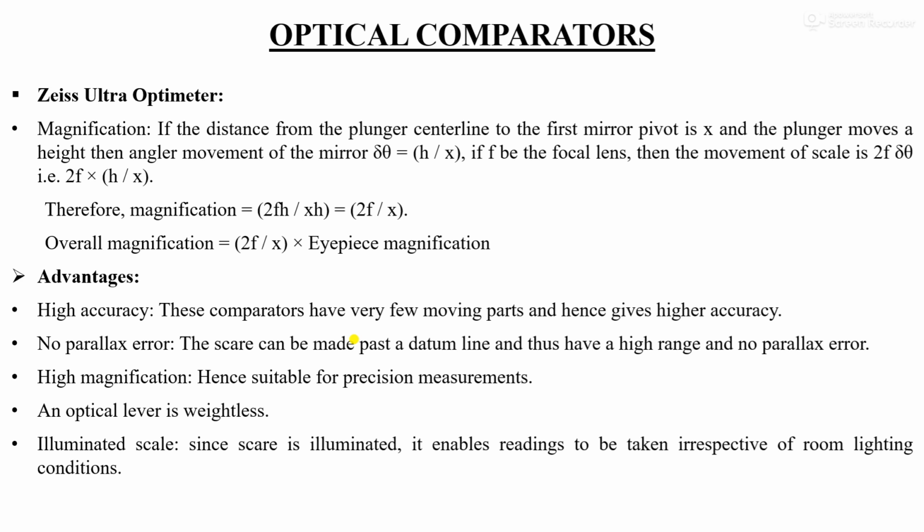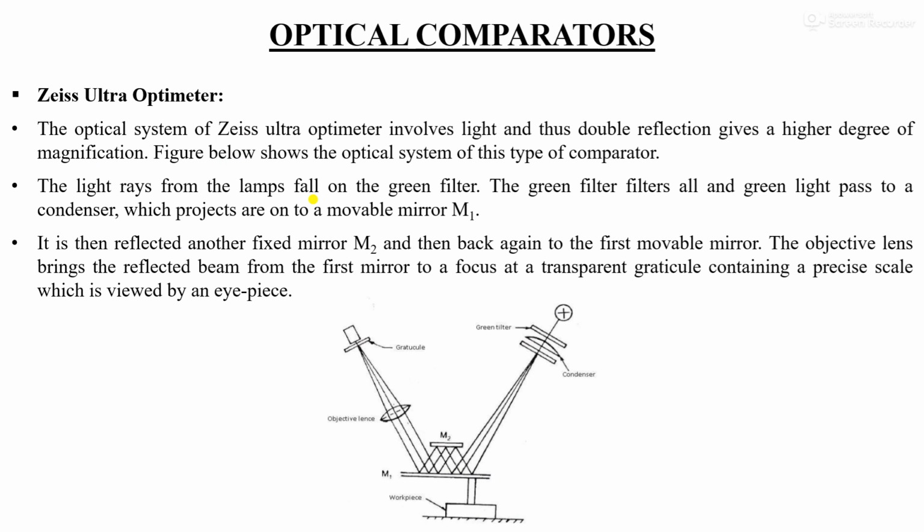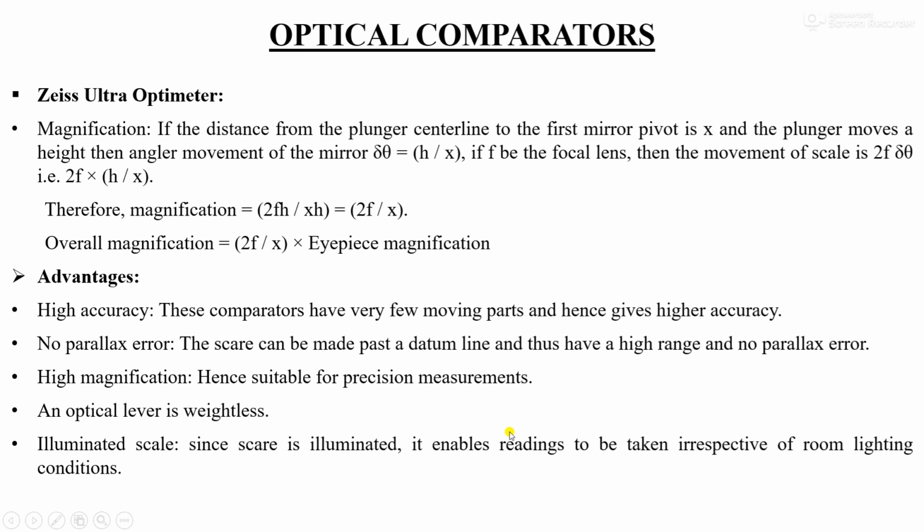In this case, if you want to find the magnification, it will be done like this. If this is the plunger and this is the first mirror pivot, the distance between the plunger center line and the first pivot is x, and the plunger moves a height h, then the angular movement will be delta theta is equal to h by x.